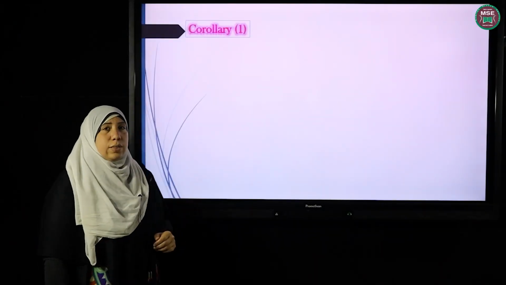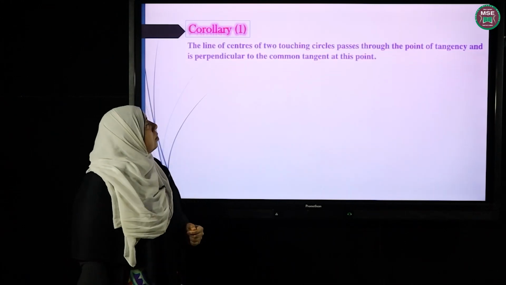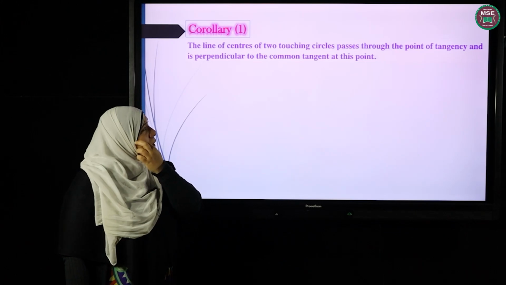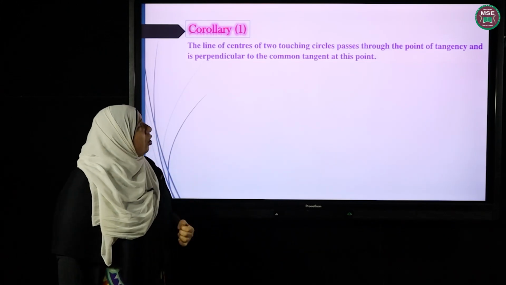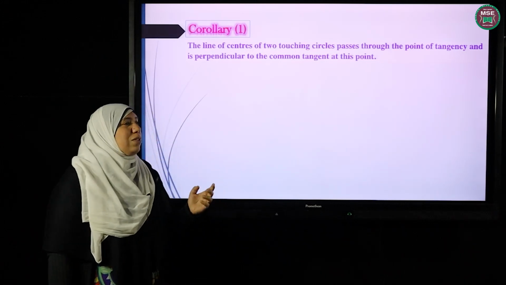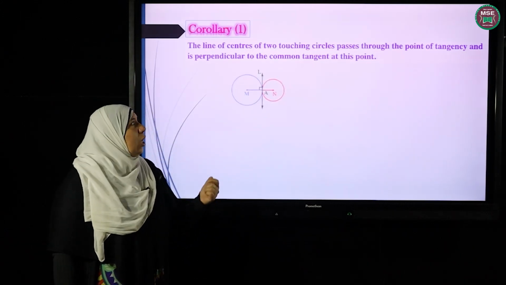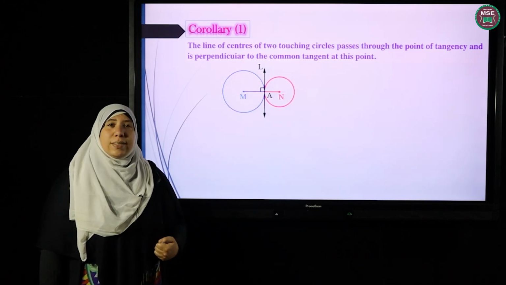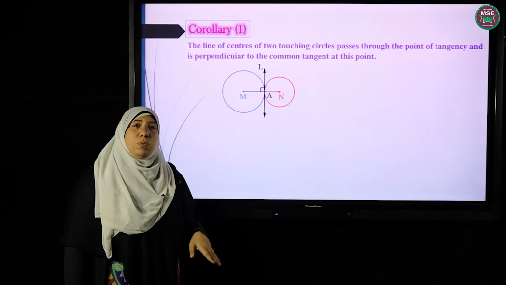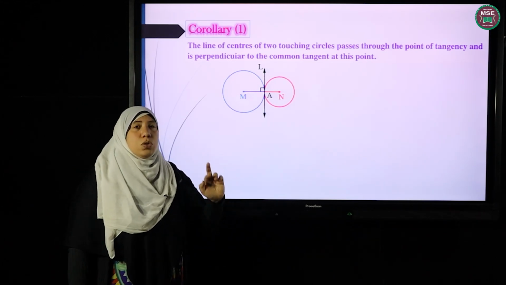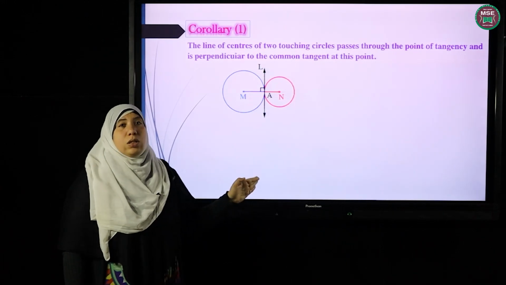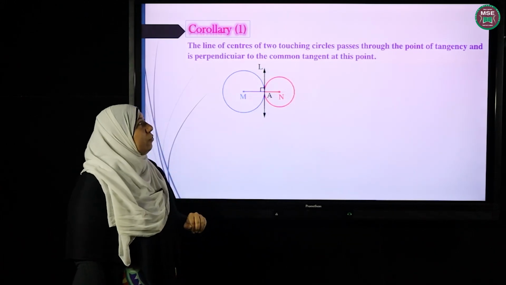I have two corollaries. Corollary number 1 says that the line of centers of two touching circles passes through the point of tangency and is perpendicular to the common tangent at this point. I have something called the common tangent. If I have two circles touching externally like this, the line L here is called the common tangent because it's a tangent to both circles. So it is tangent to circle M, and also tangent to circle N.